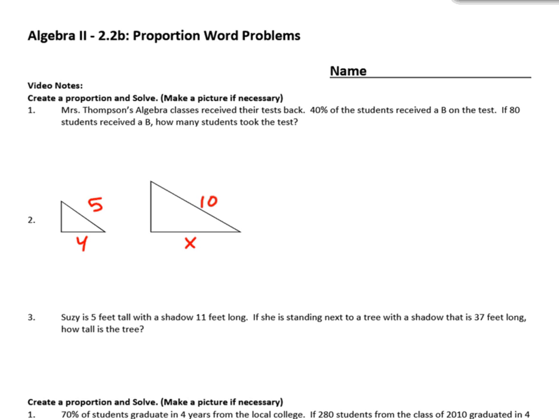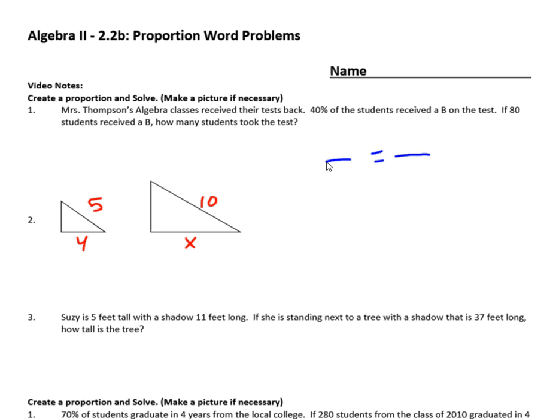Let's take a look here at 2.2. We're still dealing with proportions here, except we're going to take a look at the word problems. So we're going to start here with number 1, which we want to create a proportion. So that's the first thing we want to do, is know that we're going to create a proportion. The question is, what does our proportion look like?